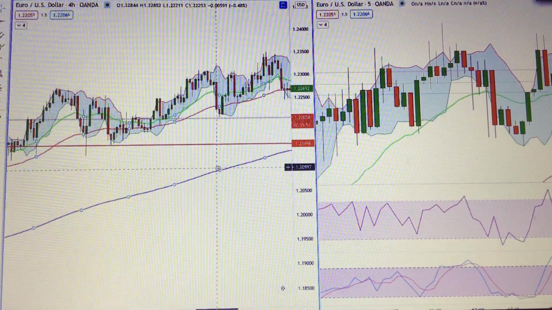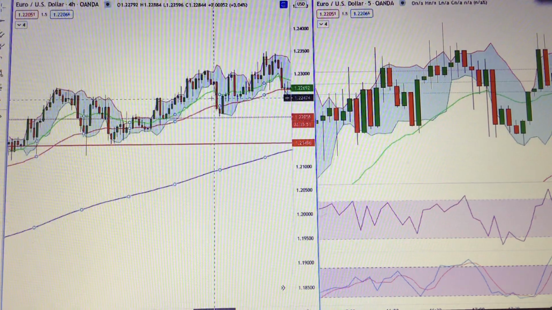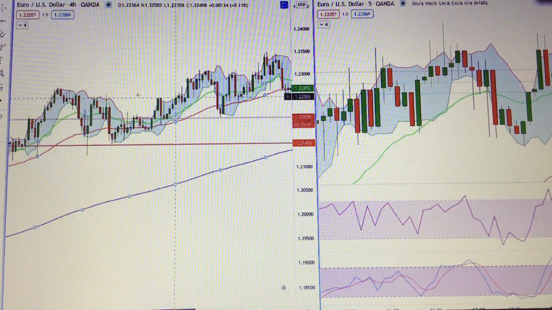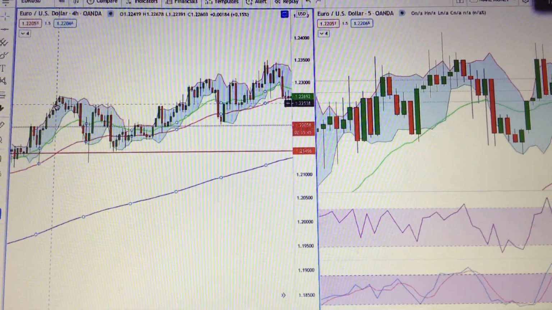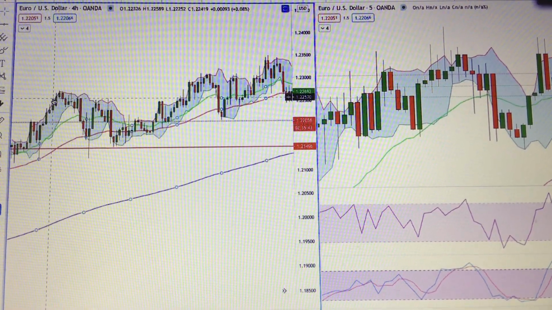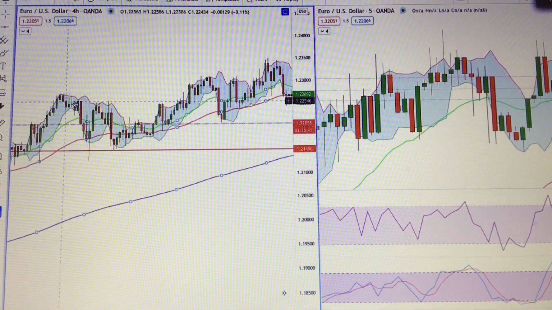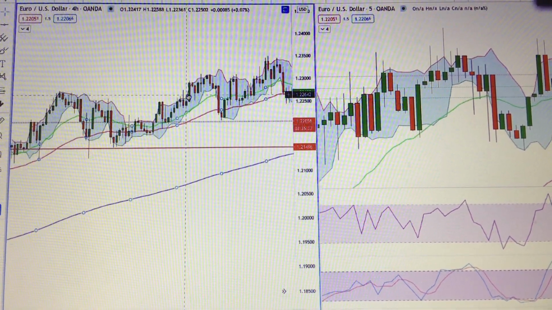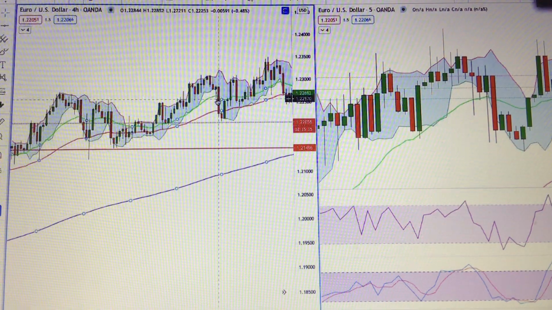So let's see some zones here. See here, you have one. See this one top here too. So you can almost see how this line, right? You can see it's a resistance here, and then it flips over and almost becomes like a support here. Boom, where it breaks down here.